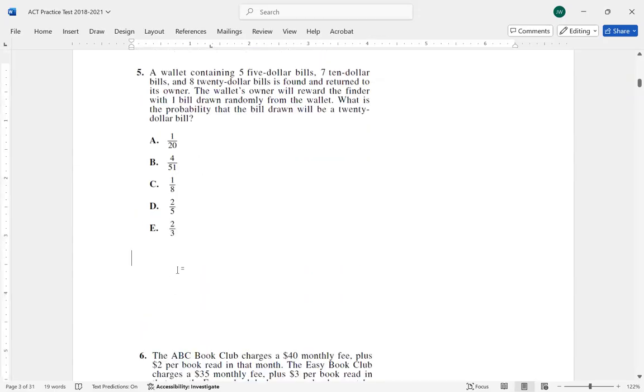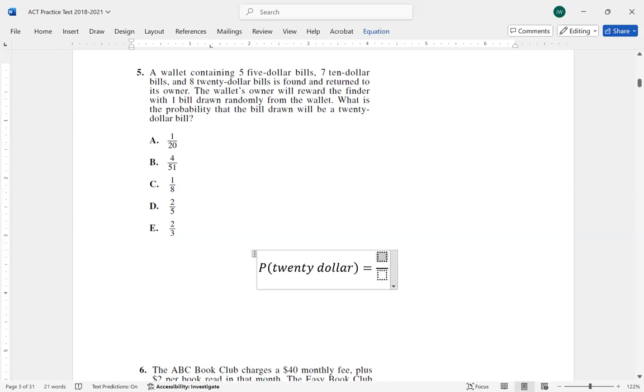Question 5. A wallet containing 5 $5 bills, 7 $10 bills, and 8 $20 bills is found and returned to its owner. The wallet's owner will reward the finder with 1 bill drawn at random from the wallet. What is the probability that the bill drawn will be a $20 bill? So the probability of drawing the $20 bill is what we're looking for.